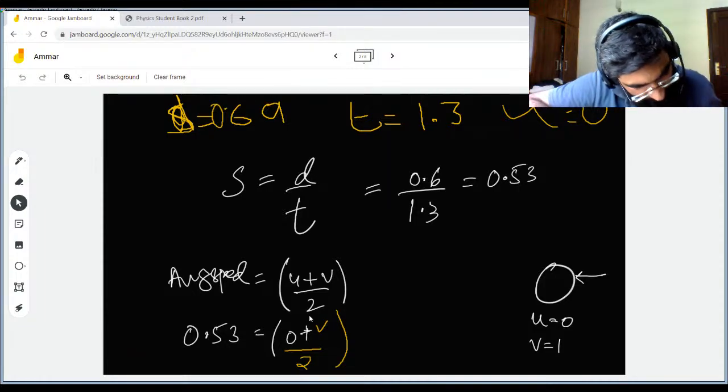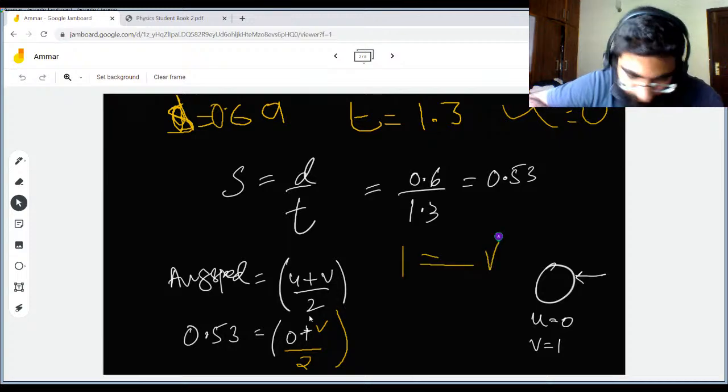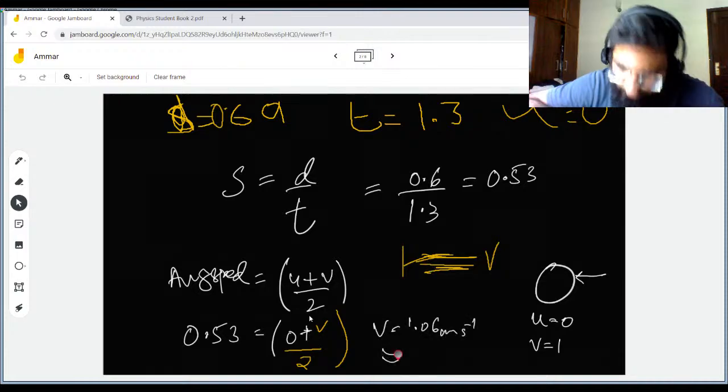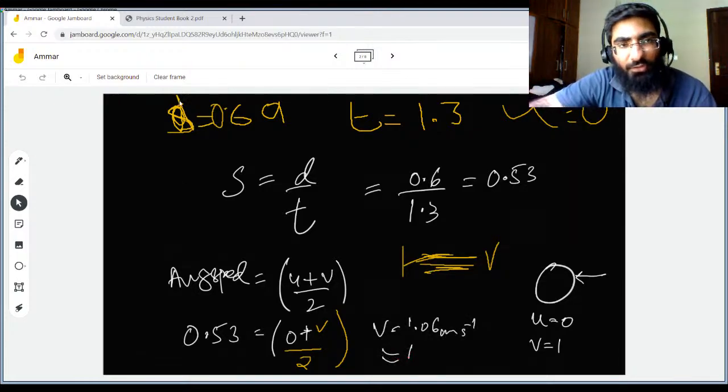Almost one. So yes, u is equal to 1.206, v is equal to 1. All right, this is shown.